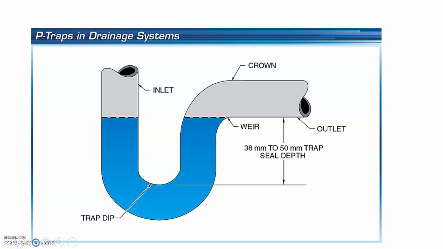First up, we'll look at the most common trap out there, the P-trap in the drain system. The name P-trap is because it's like a P on its side. Like any good trap, a P-trap has the inlet, the dip at the bottom, the weir, the curved edge on the lower part of the trap as it leaves, as well as the curved area right above the weir, which is known as the crown, leading out to the outlet. All our good traps will be 38 to 50 millimeters in trap seal depth, 38 for our regular traps, and 50 millimeters for our acid waste traps.